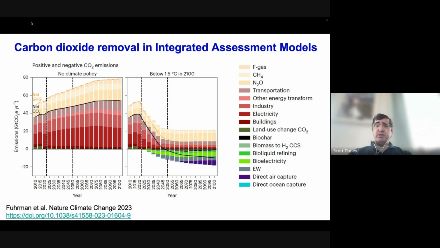So given the assumptions that the model has, the model makes a prediction about not only how much carbon dioxide removal there'll be, but how it's distributed among these different approaches.